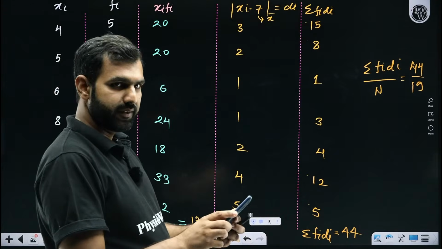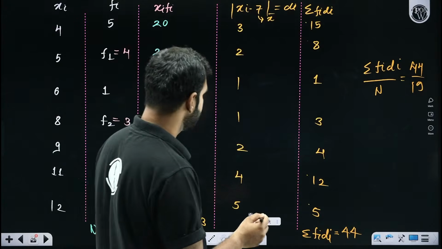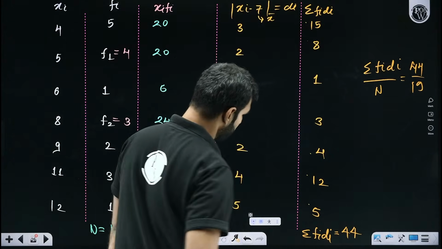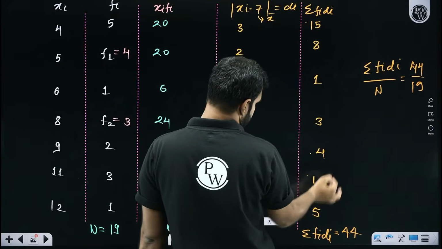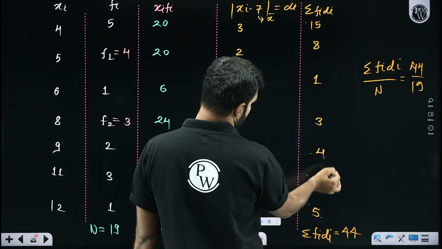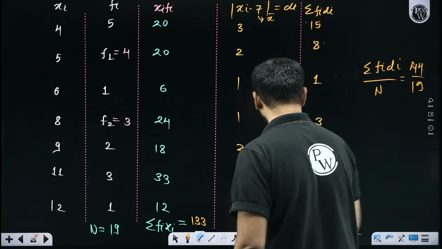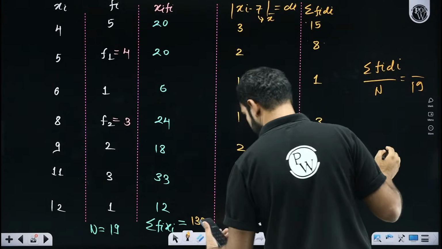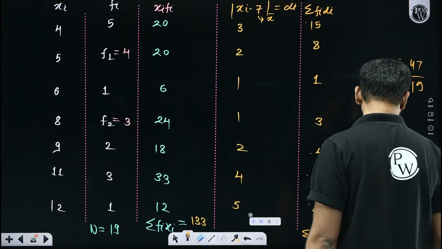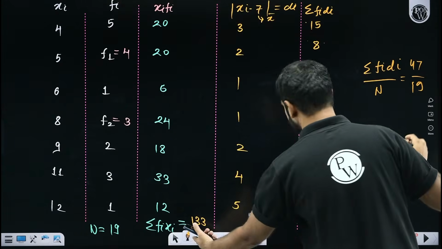So let us be more precise. I think it's 44. It's not 48 or 47. Let me just do it again. Acha, I missed this 4, I think. I'm really sorry. 15 plus 5, that is 20. 12 plus 8, that is 20. It should be 47. Yes, I'm really sorry. It should be 48.